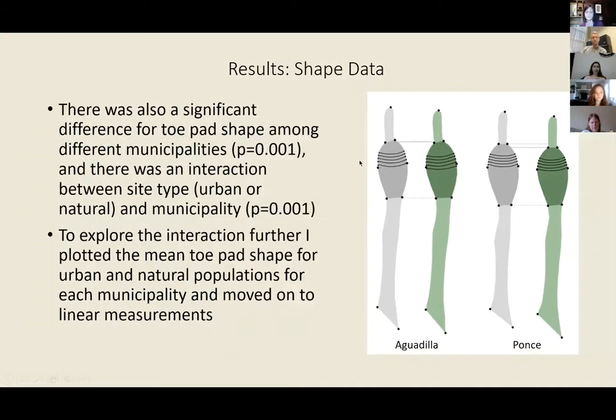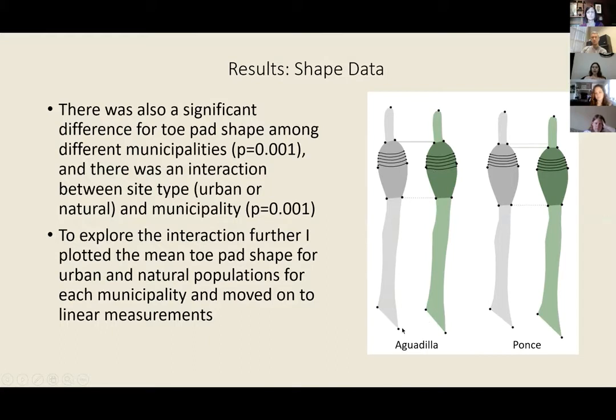But here we go. The interesting part is that for that Procrustes ANOVA, there was also an interaction between site type and municipality for shape. To explore this further, I plotted the mean shapes for each municipality for urban and natural, urban in gray and natural in green. And these were two that were really different. Aguadilla here is almost no change, whereas Ponce is really consistent with the overall trend and the changes that we saw. It seems like this is increasing more in length than in width, and that's really consistent with what I expected.